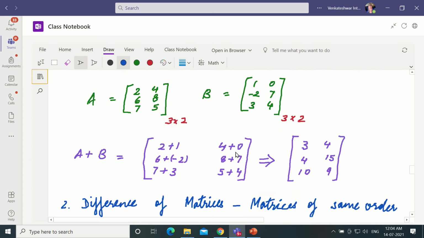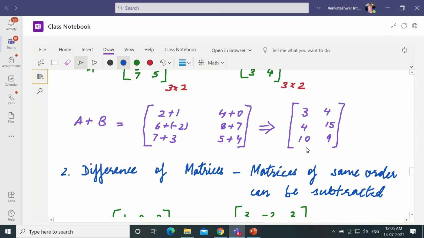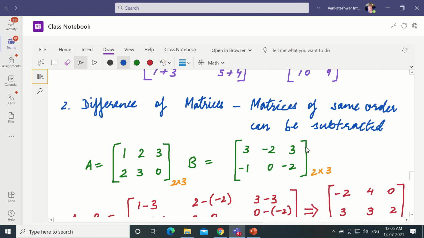Now, how do we do the addition? We take the respective elements and add them. So we'll take 2 and 1 here. So 2 plus 1, 4 plus 0, 6 plus -2, 8 plus 7, 7 plus 3, and 5 plus 4. Then perform the calculations, and you get this answer. So it's quite simple. The same way, difference of matrices can be done.